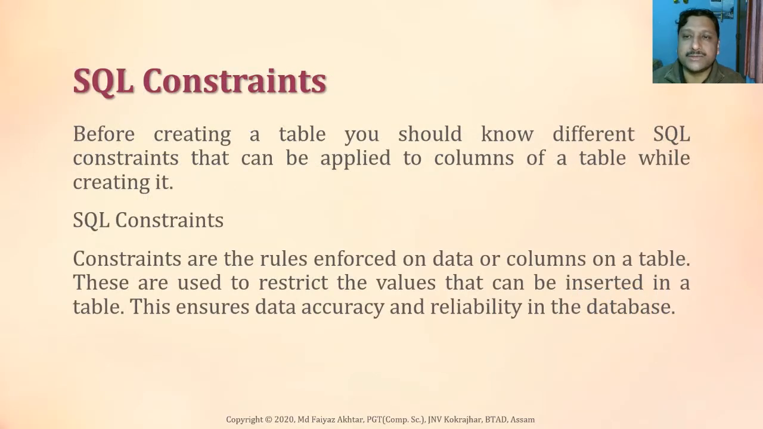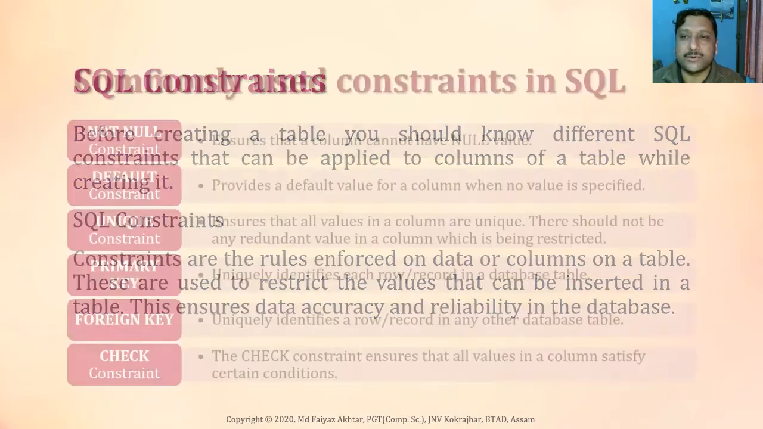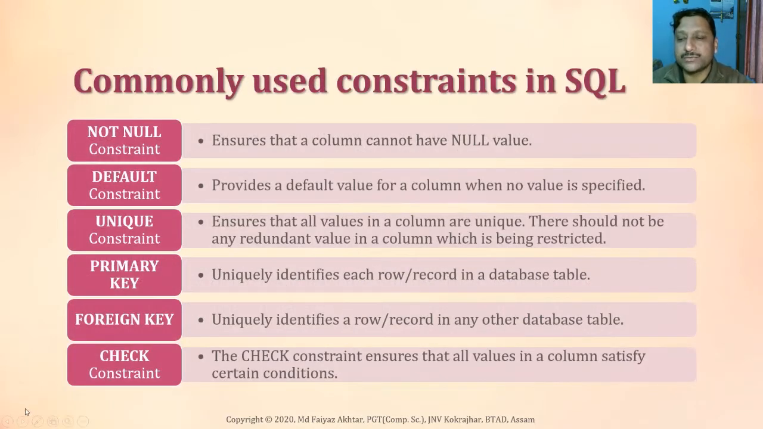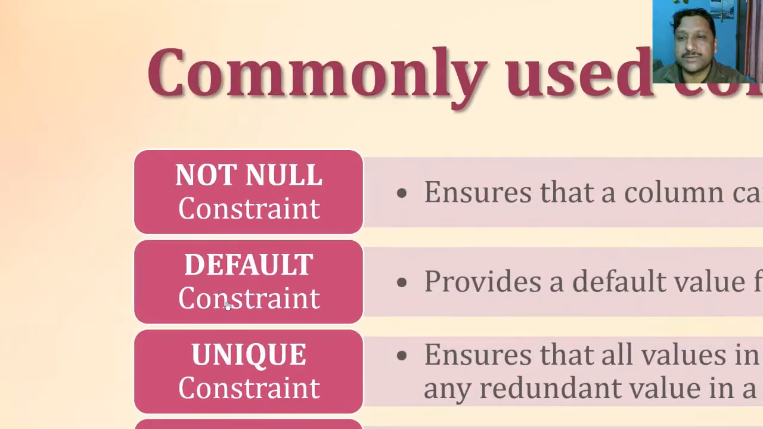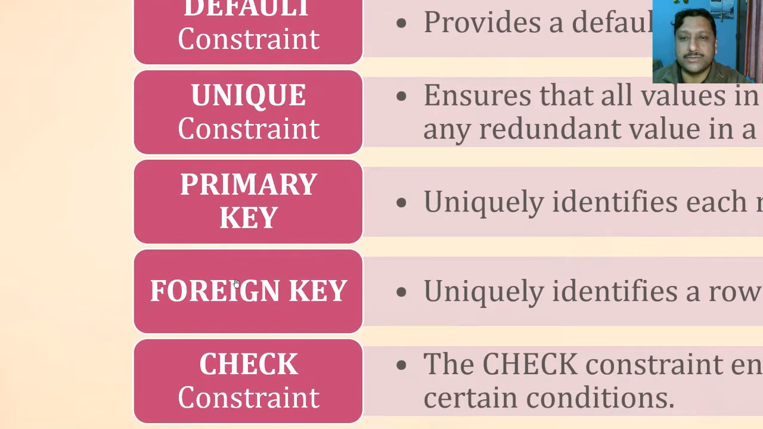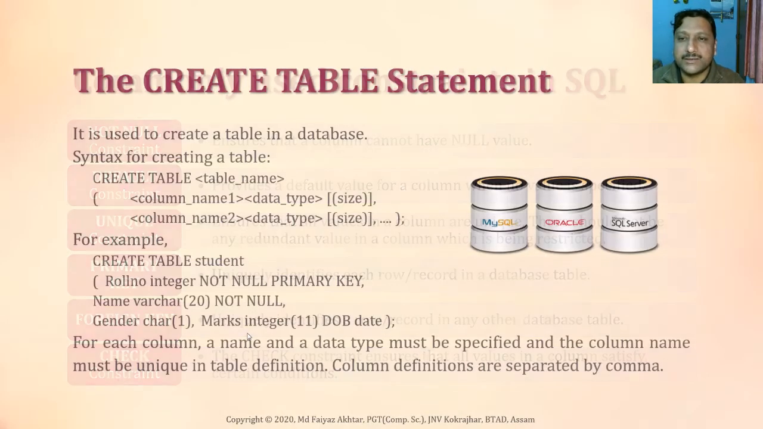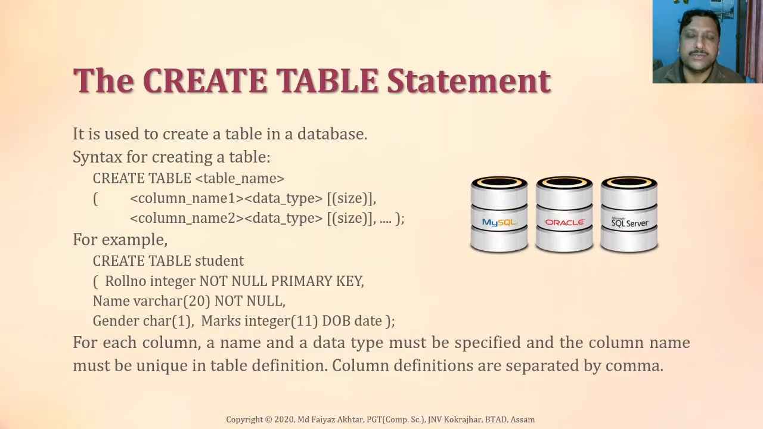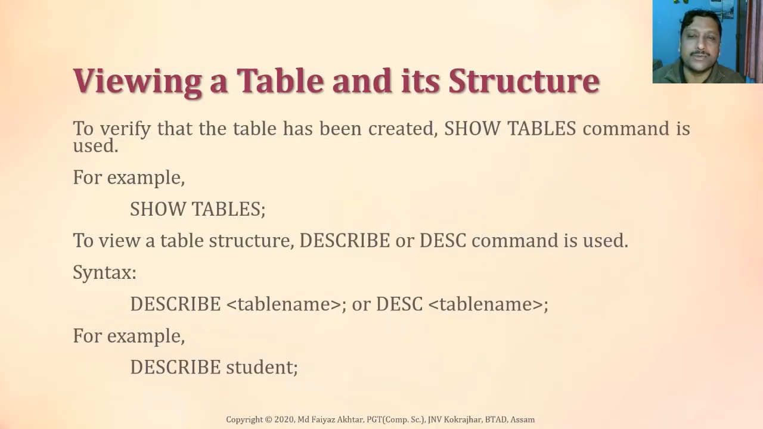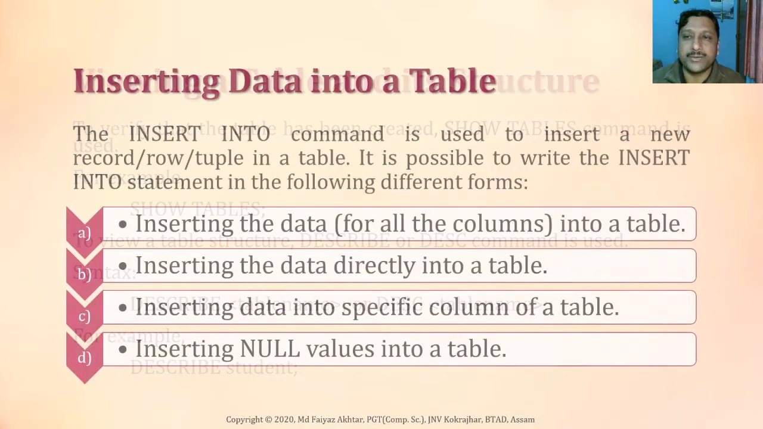Then we have learned SQL constraints, the different types of constraints: not null, default constraint, unique, primary key, foreign key, and check constraint. Then we learned how to create a table, what commands are used to create a table, and what the syntax is. Some examples we have seen. And if a table is created, then how we can view its structure.